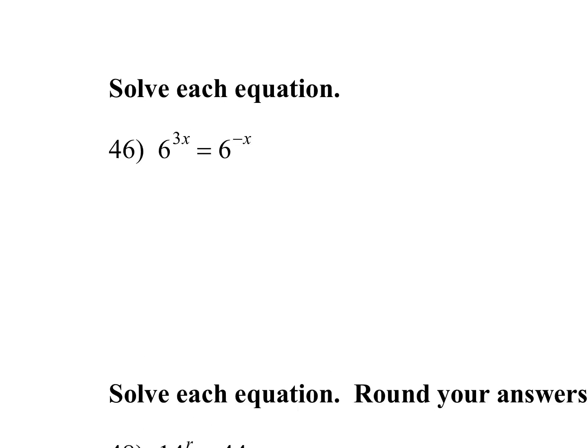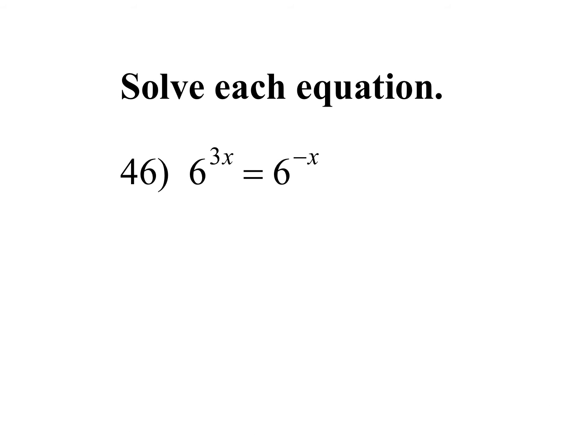So starting with number 46, what do we do when our bases are the same? Just cross them out and we set the rest equal to each other. So 3x is equal to negative x. And then how would I solve this?